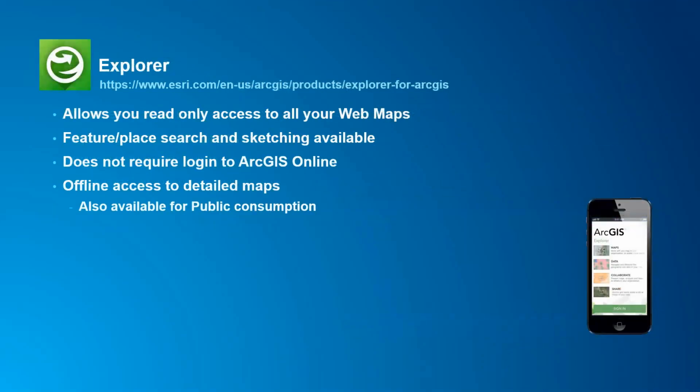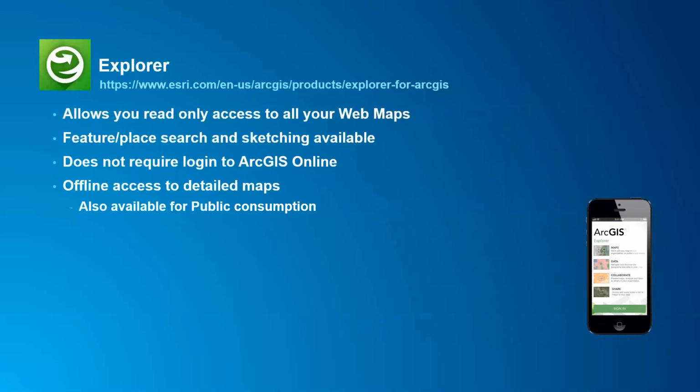Then we have Explorer. This was relaunched last year using the latest technologies that we have in terms of the developer SDKs. But really the aim of Explorer is to allow you to read all of your maps. It's literally just an app that lets you look at the maps that you have in your ArcGIS Online account. It doesn't let you edit, but it does let you sketch on top of the map. It doesn't require a login to ArcGIS Online, so if you have maps that are publicly accessible, they can be accessed through Explorer without anyone having to log in.